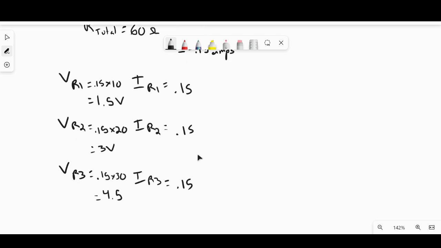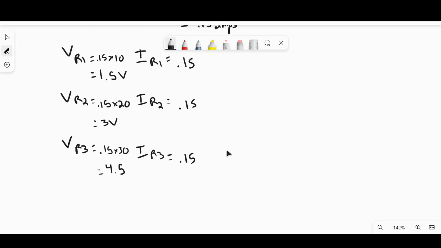Now, if we were to add that up, if we add up 1.5 plus 3 plus 4.5, that gives us a total of 9 volts, which actually works out. We have a 9-volt power supply, so we should have voltage drops that add up to a total of 9. So we know our math worked out.